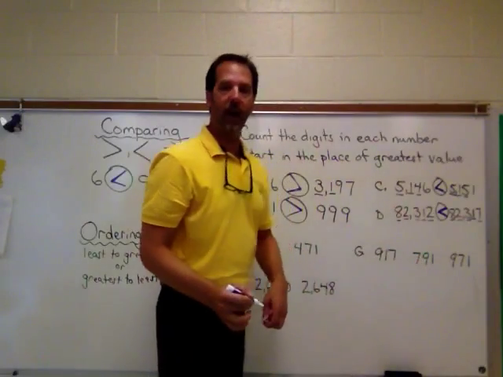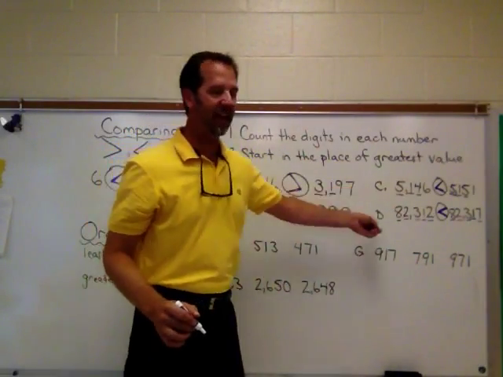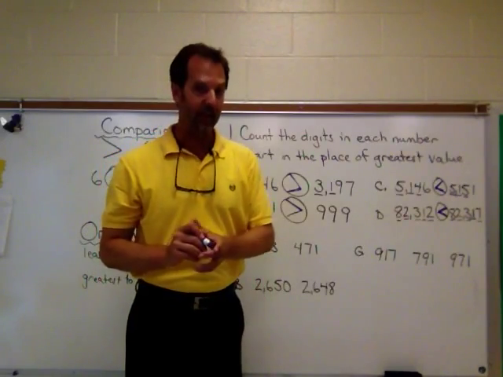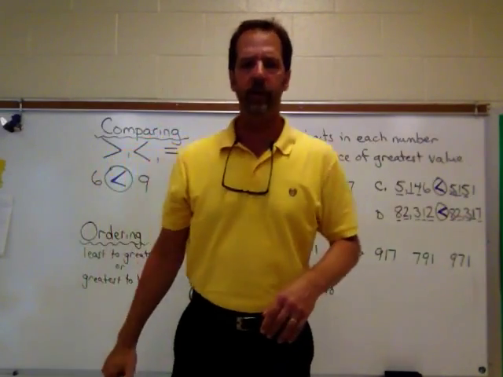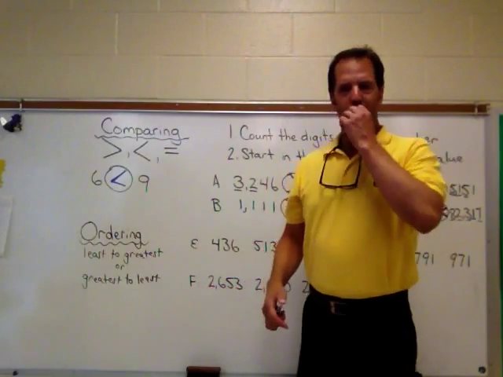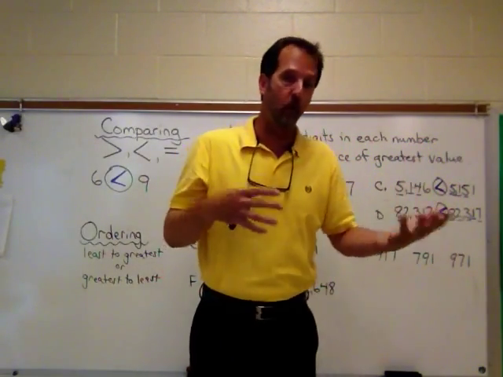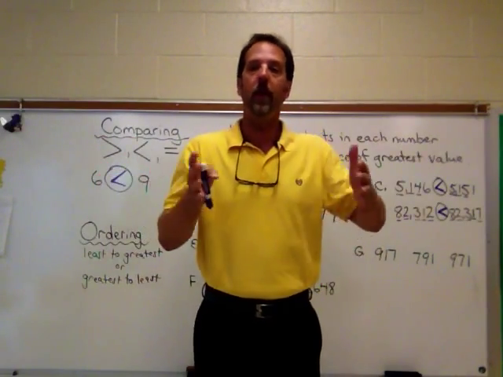And 82,312 is going to be less than 82,317. Get the idea? Now let's talk about ordering numbers. Ordering numbers is when you're comparing more than 2. You may have 3 numbers, you may have 4 numbers, you may have 5 numbers. You have to put them in order.